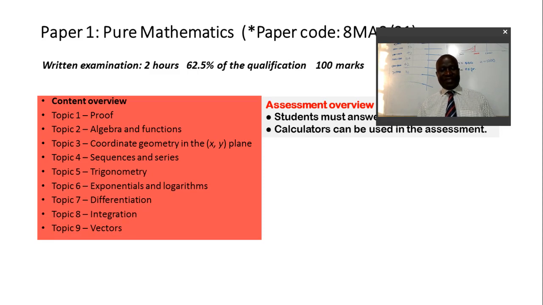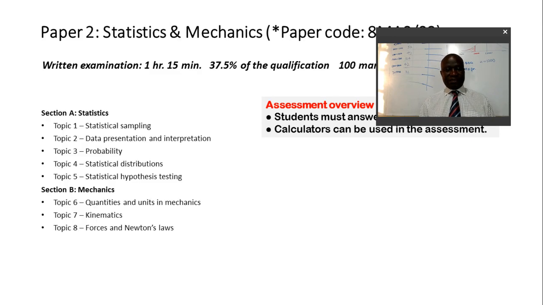For this variant, we are going to start with algebra and functions, basically because a topic like proof needs knowledge of algebra and functions. So we'll do it first, then we'll go to proof, then coordinate geometry, and in that order. So the next paper, paper 2, is Statistics and Mechanics.